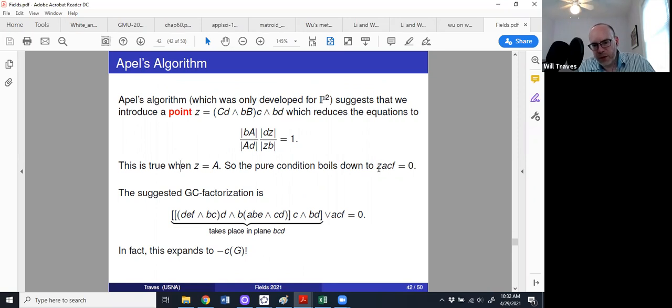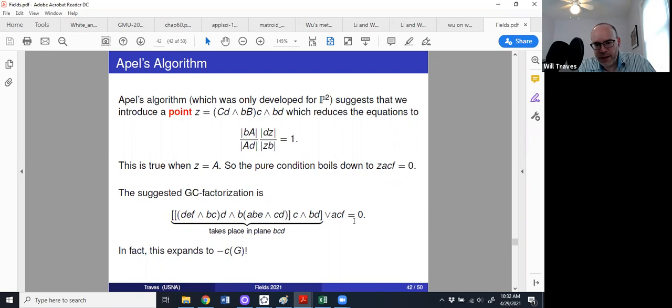And so you can measure that by asking whether the bracket ZACF is equal to 0, whether the join of Z with A, C, and F is 0. That can only happen if Z is actually on the plane generated by A, C, and F. And then you can just expand that using this, plug it in here, expand everything out.